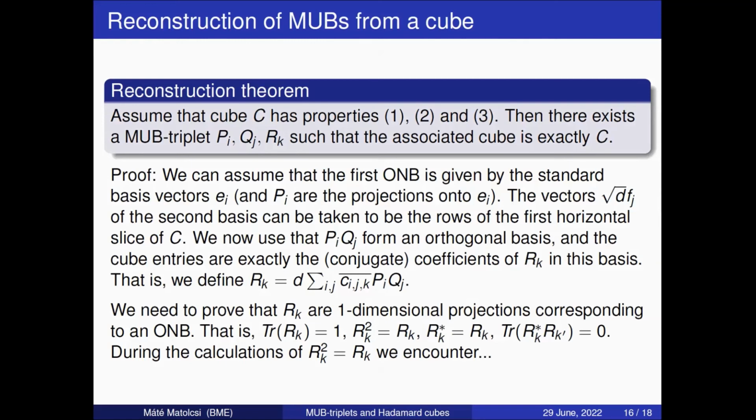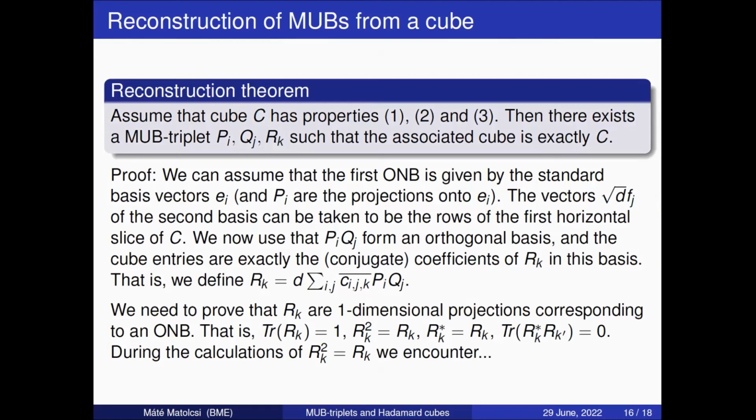Okay, it's one thing to define RK, but then you hope that it's a one-dimensional projection, and that for K and K prime, different indexes, they are orthogonal, and that they generate the cube. And you can prove that, because, well, you need to prove what? One-dimensional projections corresponding to an OMB. So one-dimensional: the trace must be 1, R squared must be R, and R star must be R. And they are orthogonal, so that the trace of any two different is 0.